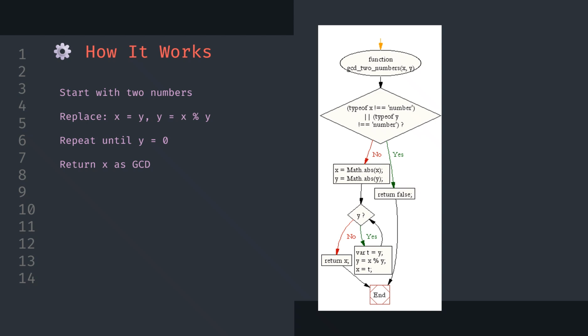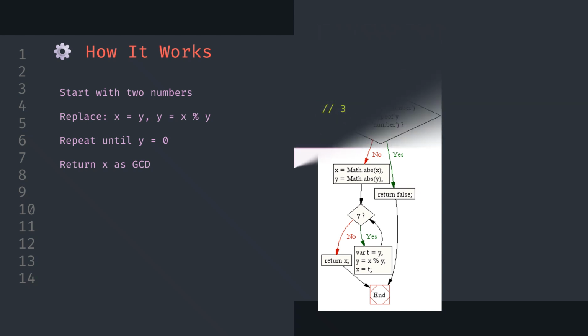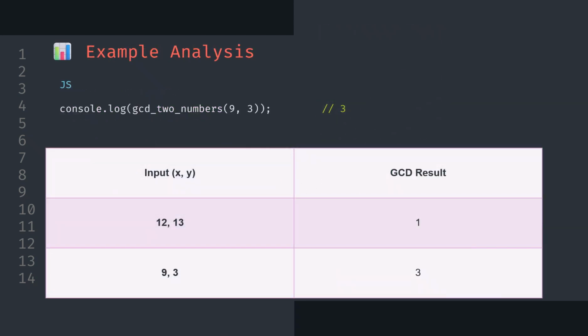Let's apply it to a couple of examples. In the first example, 12 and 13 share no common factors other than 1, so the GCD is 1. In the second case, 3 divides 9 perfectly, so the GCD is 3. The algorithm works for any pair of integers.